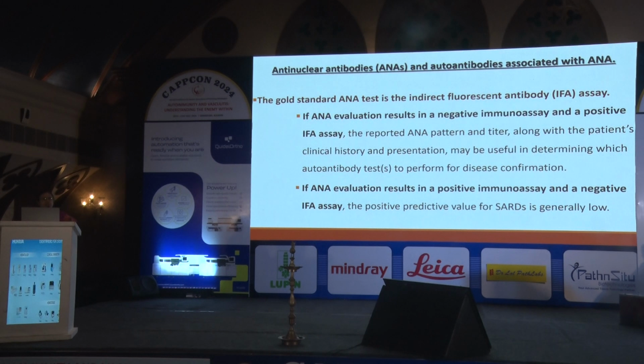If ANA evaluation is negative in an immunoassay, that is with ELISA or any other platform, but it is positive by IFA, then the reported ANA pattern along with the titer, along with the patient's clinical history and presentation, is useful for the subsequent autoantibody testing and ultimately for disease confirmation. But if ANA evaluation is positive in immunoassay but negative in IFA, then the predictive value for systemic autoimmune rheumatic disease is generally low.